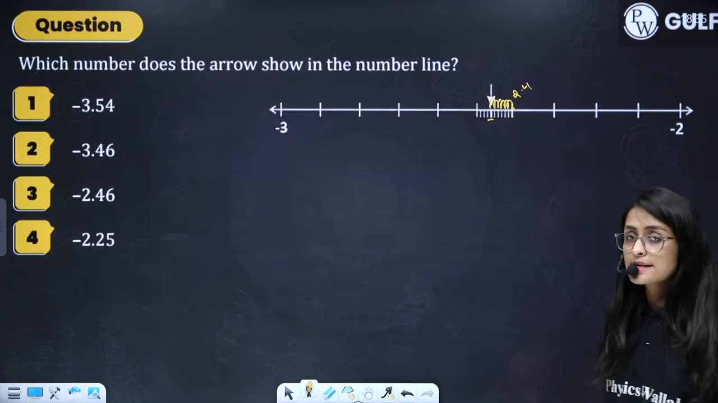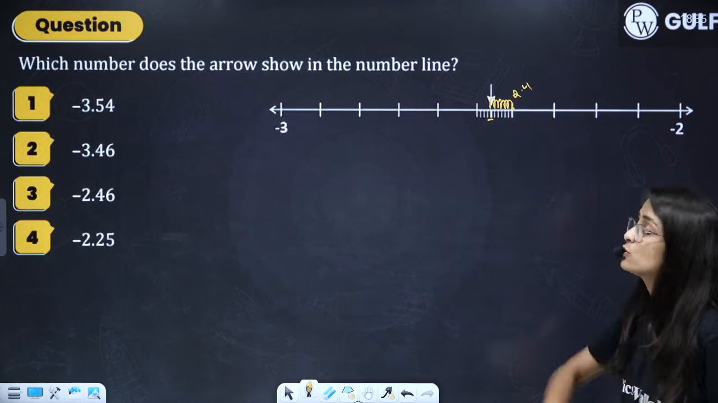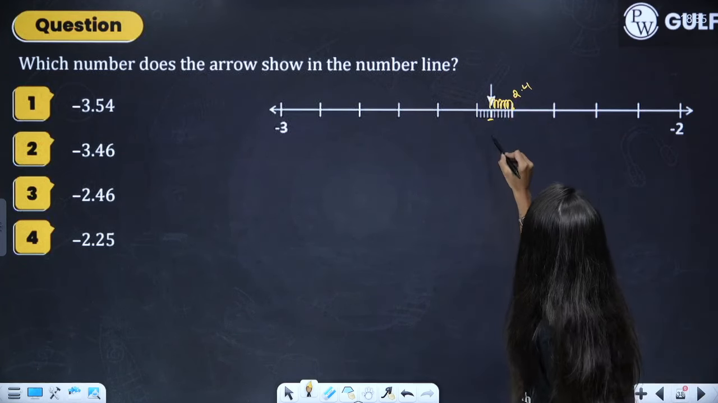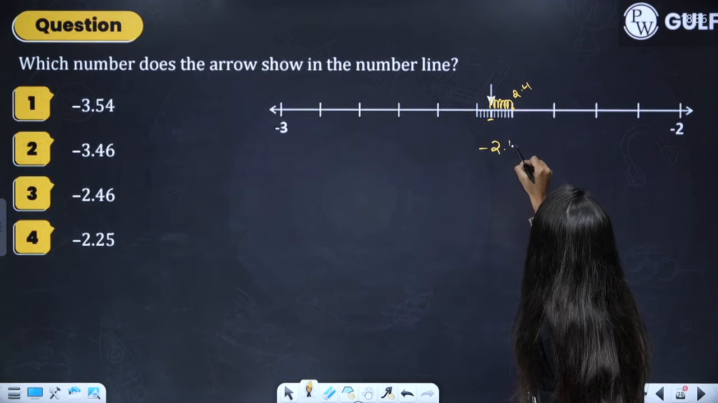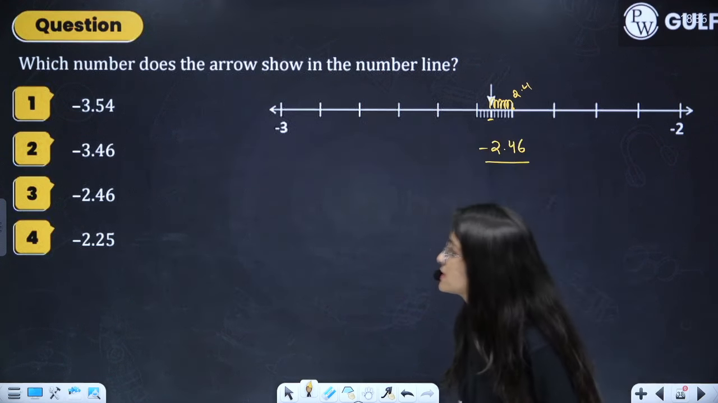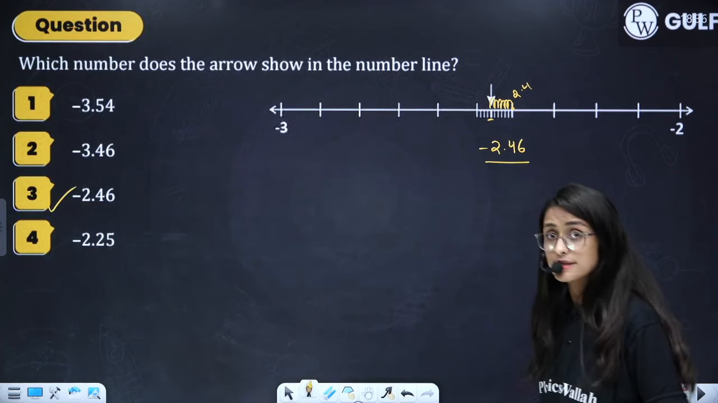Here it is, the 6th part between 2.4 and 2.5. So the part would be negative 2.46. Right, you just have to check that on the number line, which is your option C. It was an easy one.